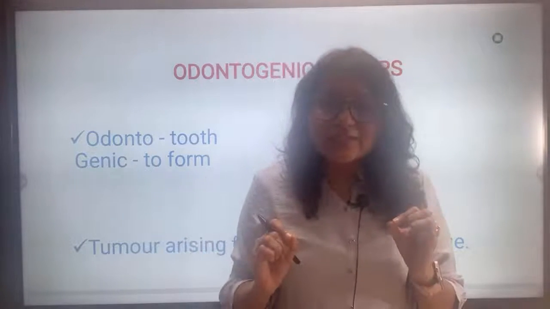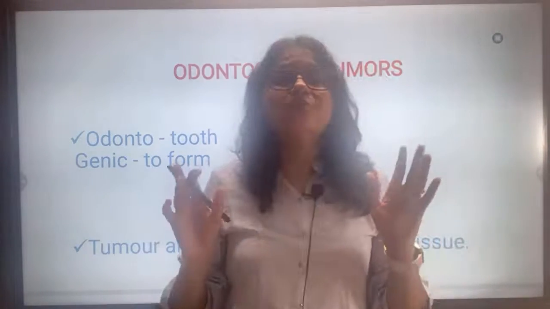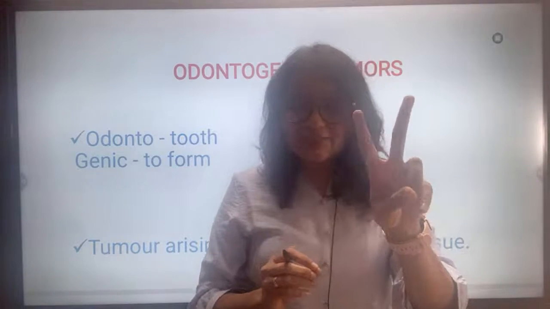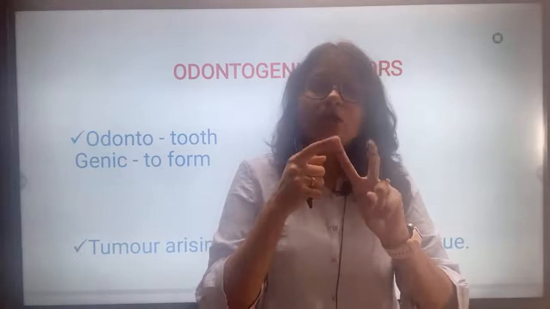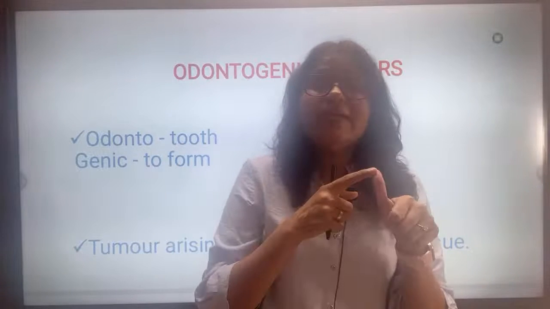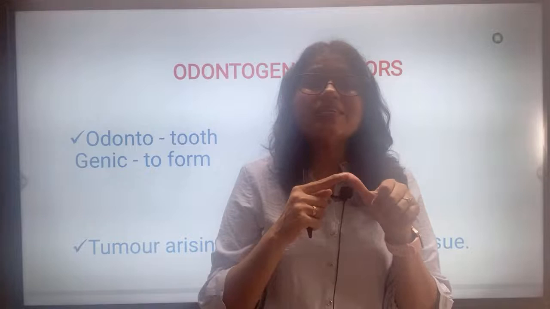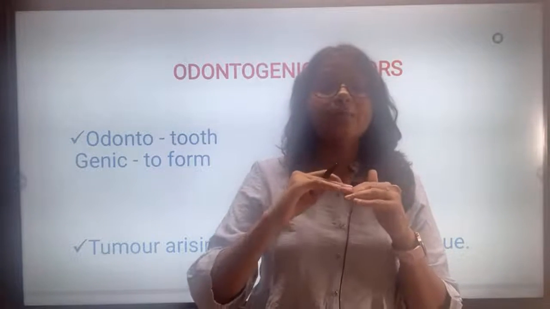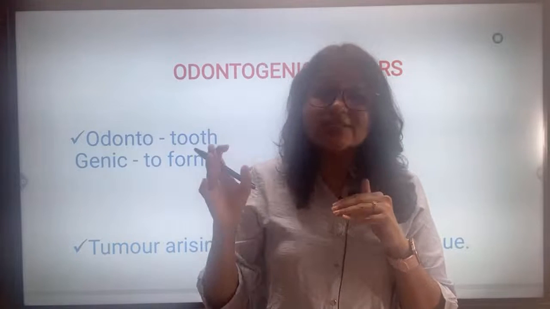Odontogenic tumors are basically growths, right? Tumors are basically of two types: a benign tumor or a malignant tumor. I am telling you in layman's terms, a benign tumor is a growth which has limited growth potential. It will grow slowly and will not metastasize, that is, it will not go to other sites.